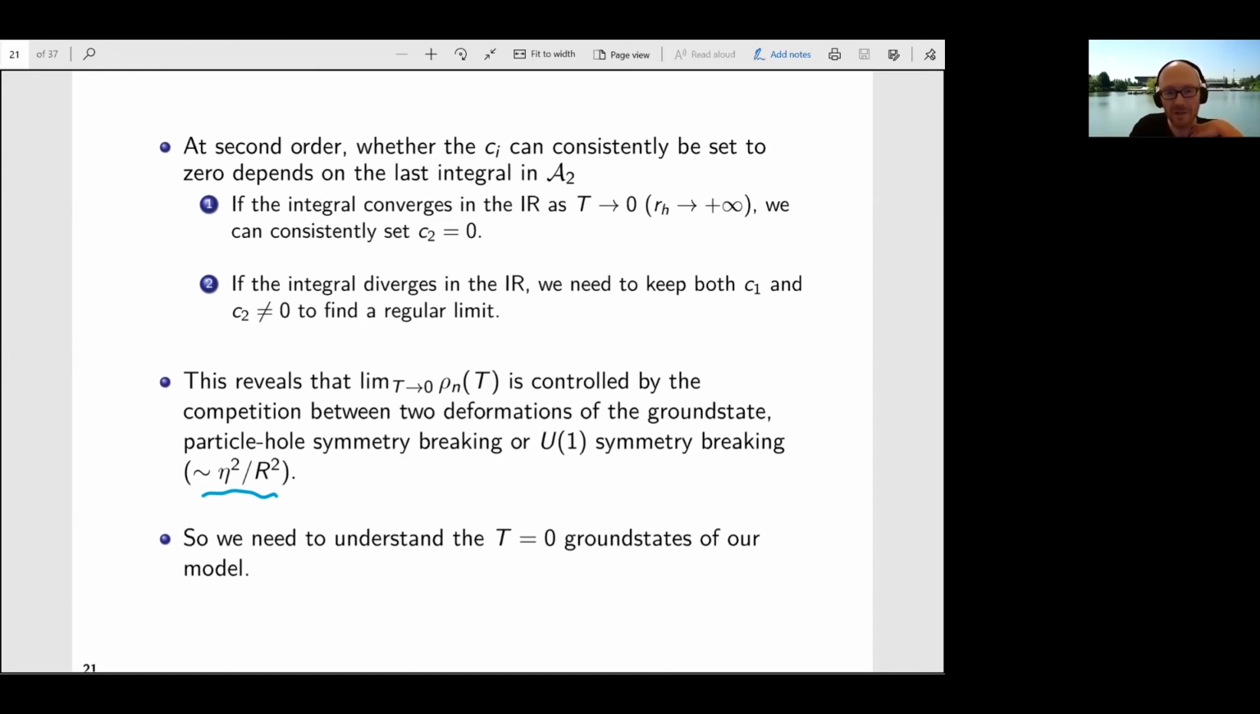So to understand what happens to rho n, the normal density, in the zero temperature limit, we need to say something about the zero temperature ground states of the model. We need to understand these deformations.